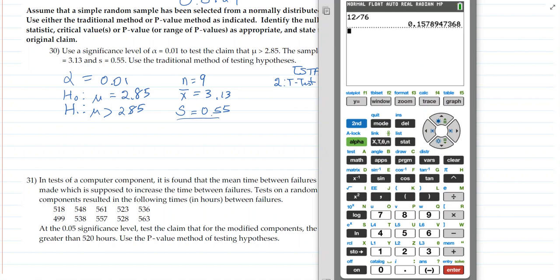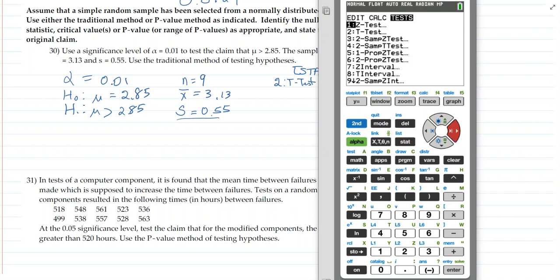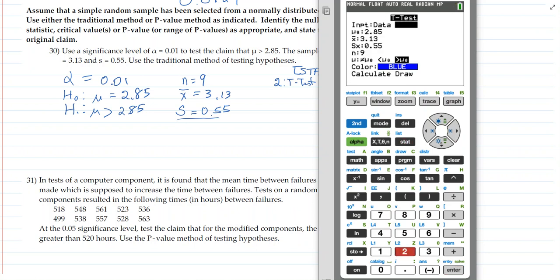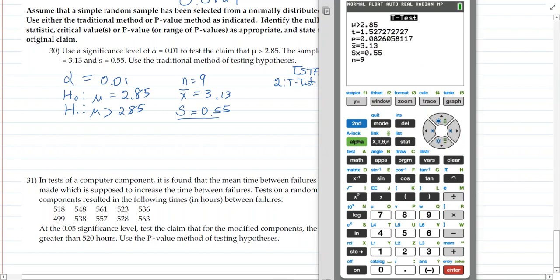Oops. Let me do it again. I went too fast once I calculated. There we go. So what we have here is they wanted the p-value or whatever we got. So our test statistic is t equals 1.53. Our p-value is 0.083. I'm going to do 3.